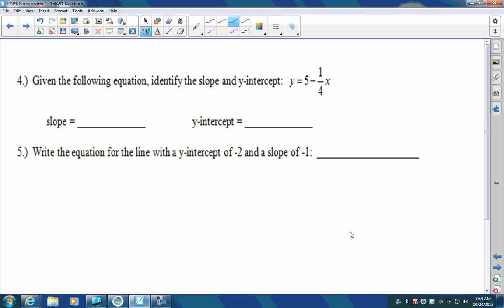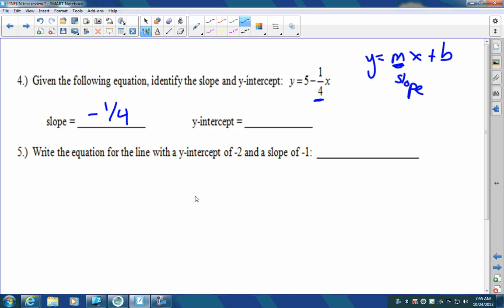Looking at 4 and 5. If you haven't done it, take a minute to do that now. In this case, they still want you to identify the slope and the y-intercept, but remember, y equals mx plus b. The slope is the number that's with the x. It's not the number that comes first. So the number that's with the x is -1/4.